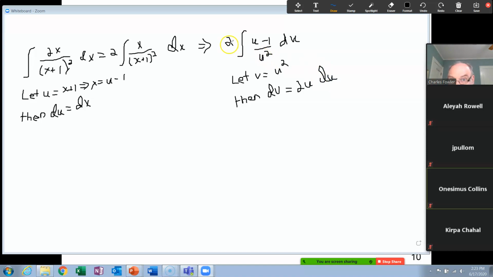And guess what you do? Just bring that 2 back in here, and you have a 2u du. But here we have another problem, folks. That just dealt with the u squared. We still got a minus 1. Well, this is going to be fine for that, so what we do is actually go over here and do this. That's going to be the integral of 2u over u squared du.